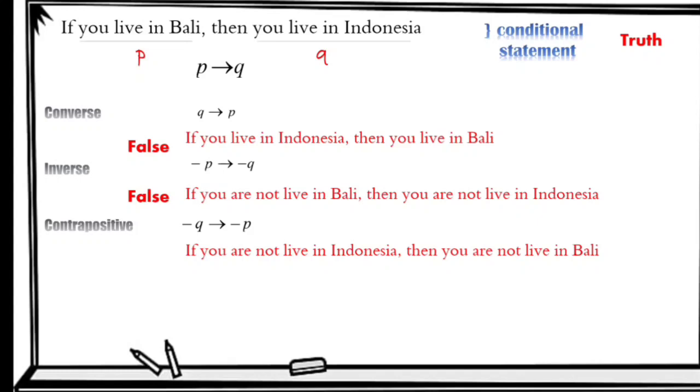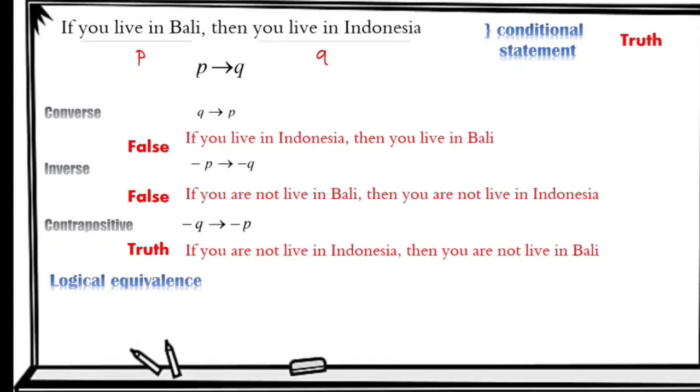Then the last one is the contrapositive. The truth value of the contrapositive is true because you can't live in Bali without living in Indonesia, because Bali is part of Indonesia. With that example, what we see is that the conditional statement has the same truth value as its contrapositive. We can say that these two statements are logically equivalent.